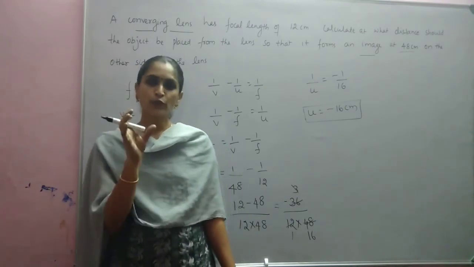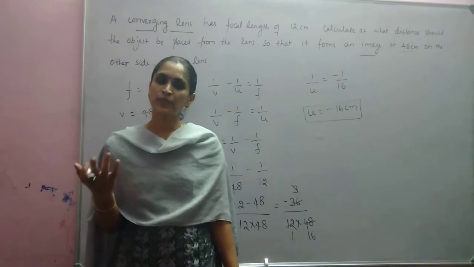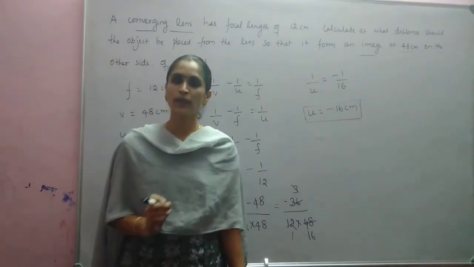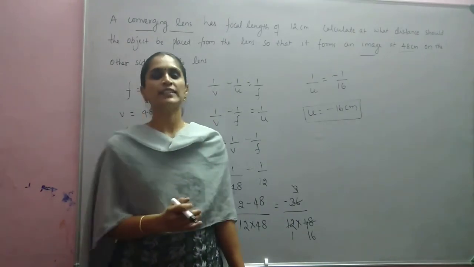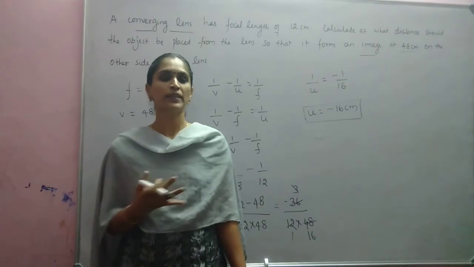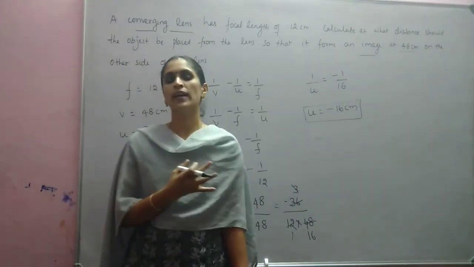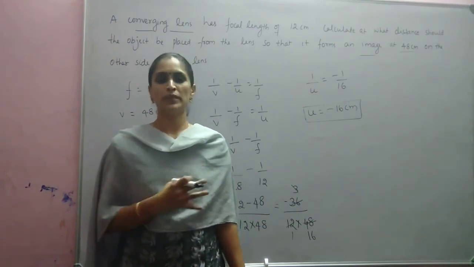And magnitude of magnification is greater than 1 if it is an enlarged image, and if it is less than 1 it is a diminished image, and if it is equal to 1, height of the image is equal to height of the object. If you keep these things in mind, and if you know the lens formula and expression for magnification, you can solve any problem based on these things.